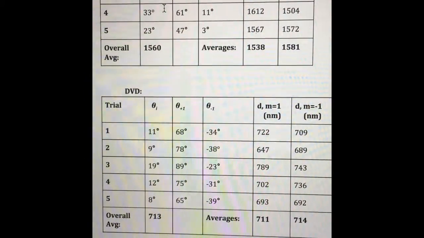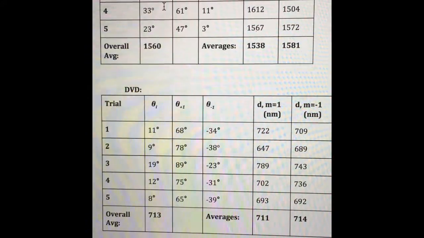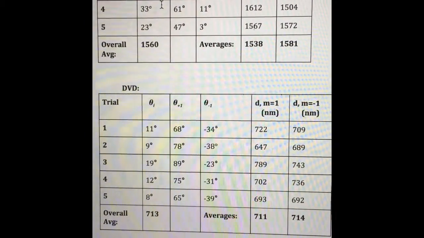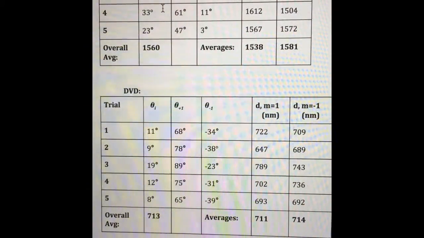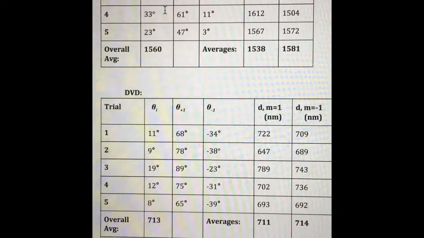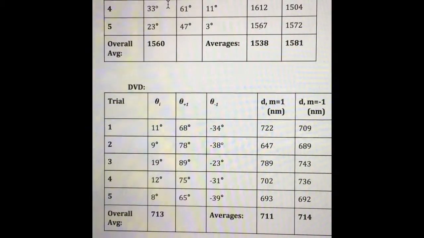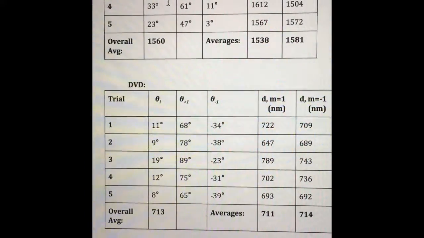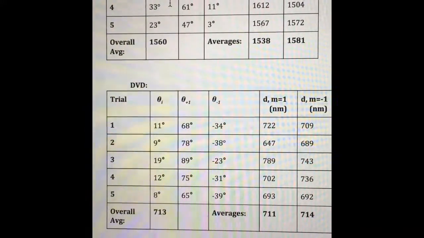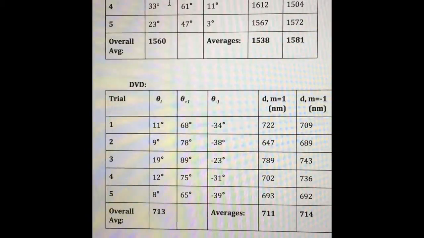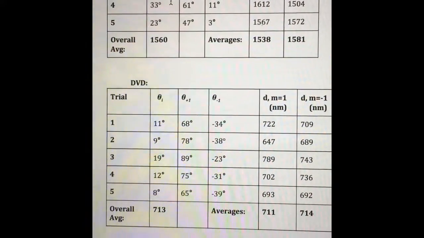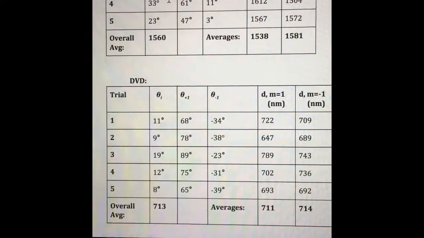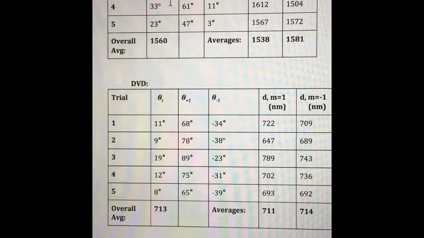After using the protractor to measure all the observable angles, we then inputted all our data and calculations into this data table for both the CD and DVD. After recording the values for our incident angles and the other observable angles like theta sub plus 1 and theta sub negative 1, we calculated D for both the CD and DVD and for all our 5 trials. We calculated D for when m equals positive 1 and for when m equals negative 1 by using the following formula.